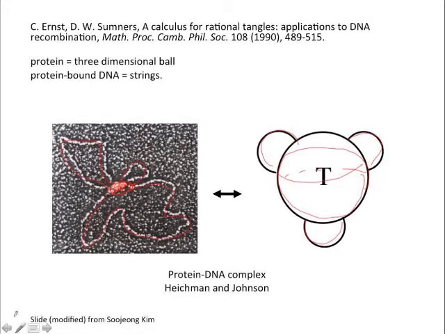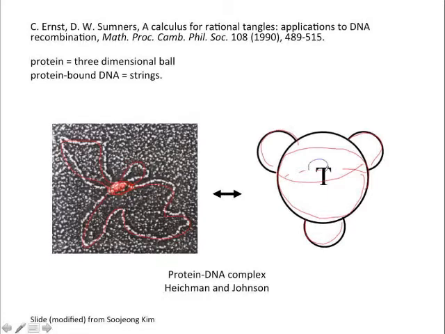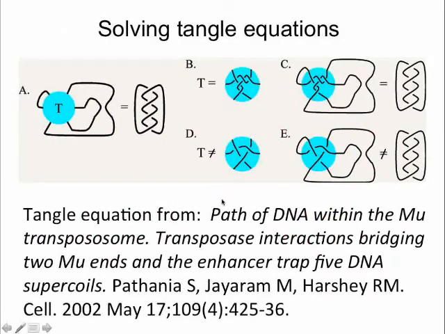But then the question that we are interested in is, how do we draw the DNA inside the protein? So this DNA is bound by here. Most likely it wraps around the outside of the ball, but for mathematical convenience we push it inside of the ball so we can draw some kind of shape. And the question is, how many crossings does this protein trap? How many DNA crossings does it trap? What is the shape of the DNA bound by the protein? Well, we can determine that by solving tangle equations.